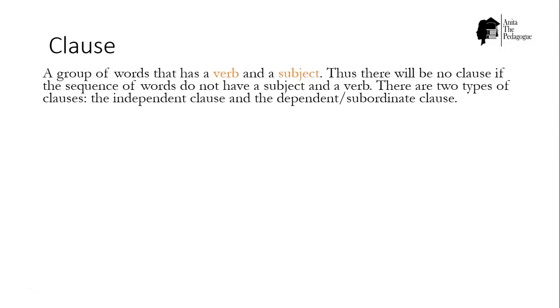Now, a clause is a group of words that has a verb and a subject. Thus, there will be no clause if the sequence of words does not have a subject and a verb. There are two types of clauses, and that is the independent clause and the dependent, that is the subordinate clause. Let's take a look at this example.